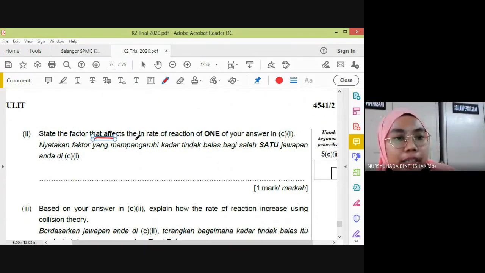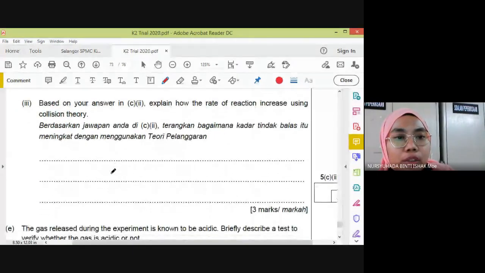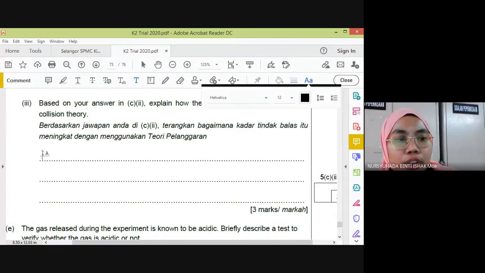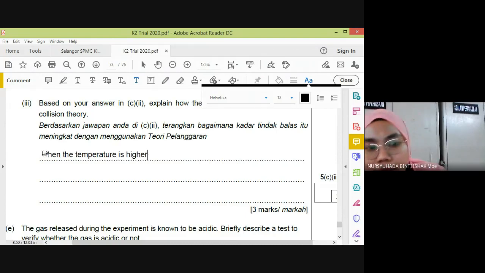Okay, next. State the factors that affect in ROR of one of your answer. Okay, kita ambil faktor apa? Okay, cikgu ambil faktor temperature. Okay, based on collision theory, explain how the ROR increase. Pertama, when temperature is higher, what happen? Okay, when the temperature is higher, it contain more energy.